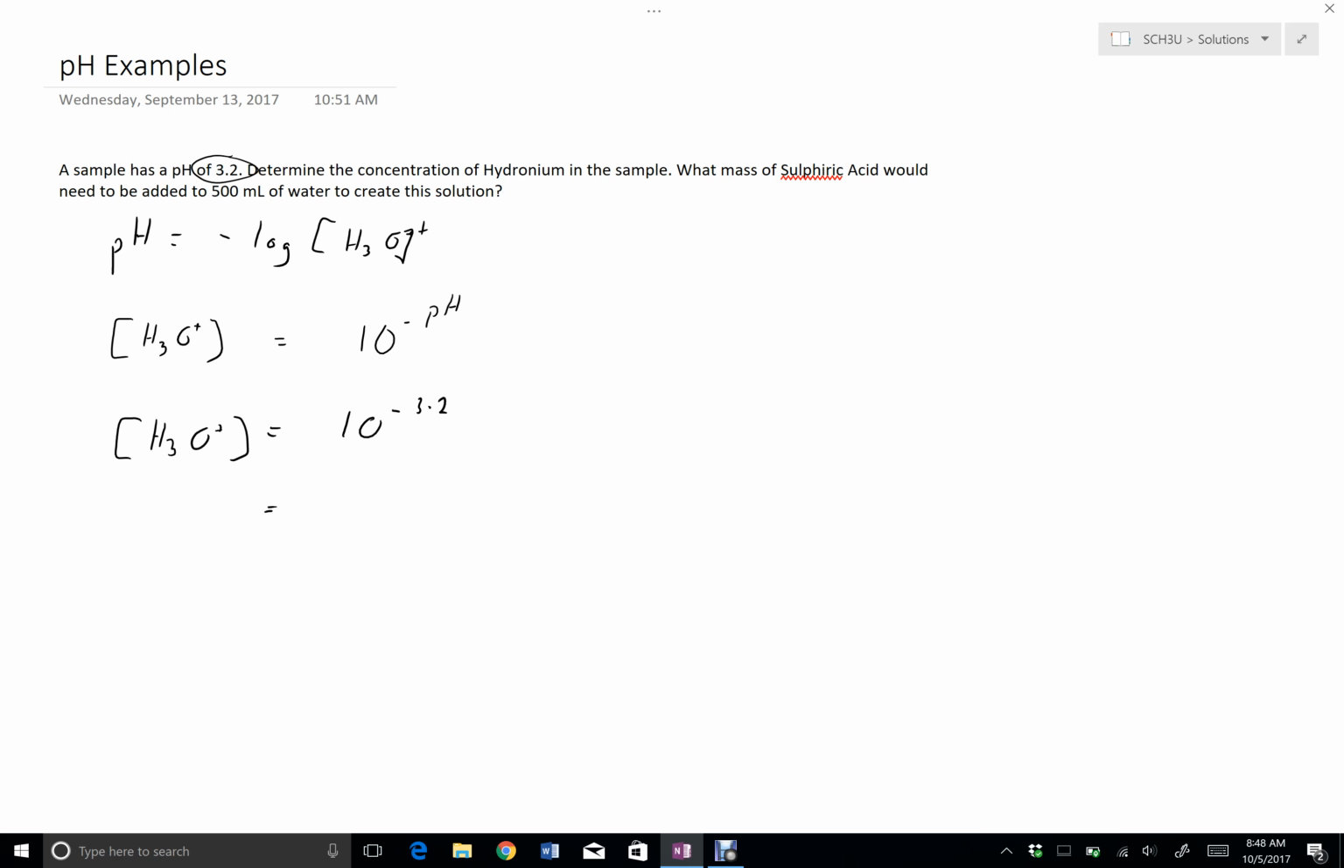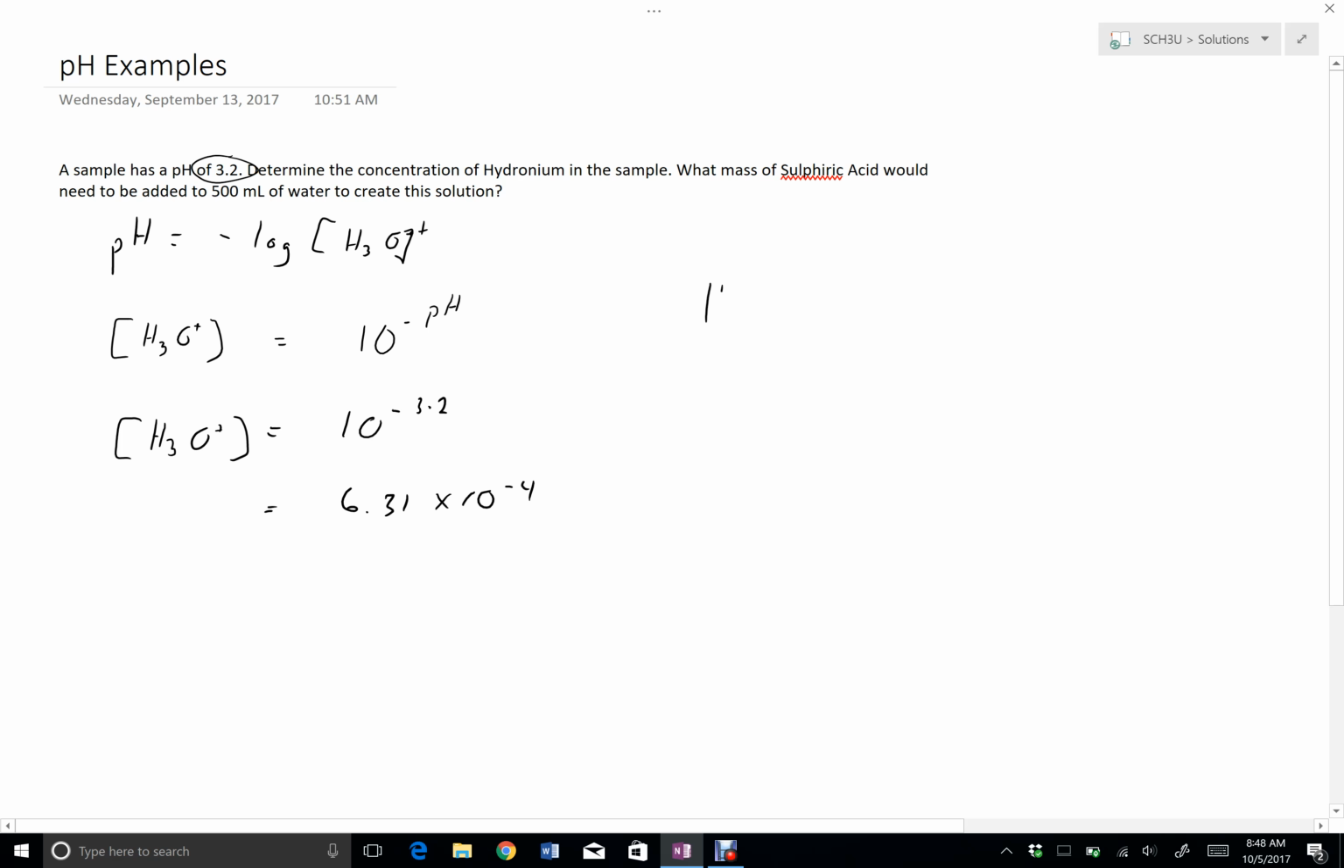10 to the negative 3.2. It happens to be 6.31 times 10 to the negative 4. So that's the concentration I want.